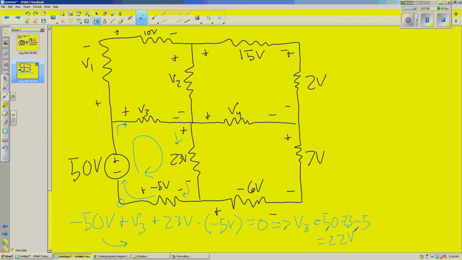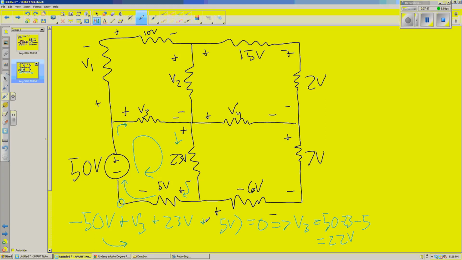A note here. We have this negative 5 volts that we subtract. What does the negative 5 volts mean? Well, it's really easy actually. All it means is that if we switch all the signs here, negative, positive, it's the exact same thing, right? Because down here, if we followed that green arrow, we would just get an addition of 5 volts. Okay, so that's one loop.